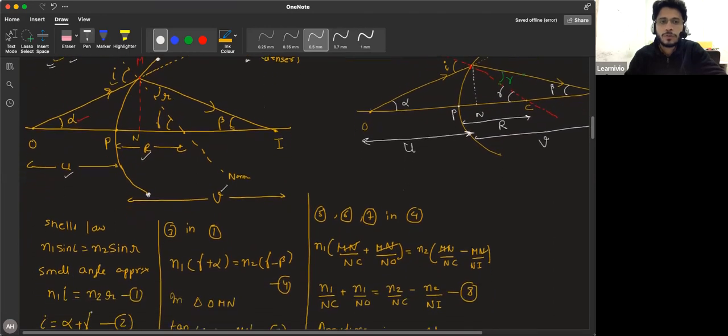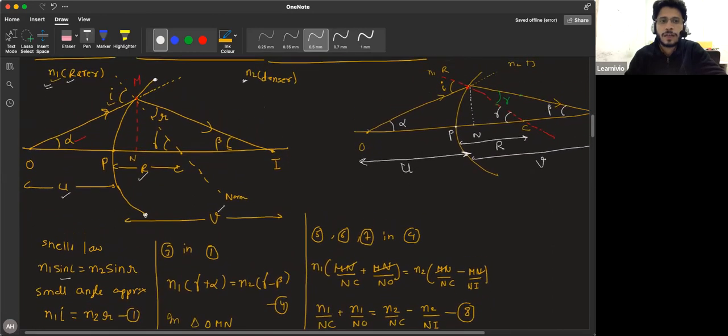Sin R, so use this thing. Instead of sin I, we write I. Instead of sin R, we write R. That's the small angle approximation. So that's the first part. The second part is you have to convert this I and R in terms of alpha, gamma, and beta.